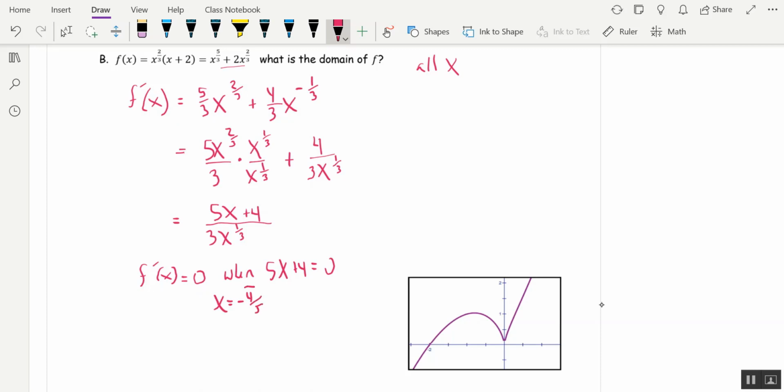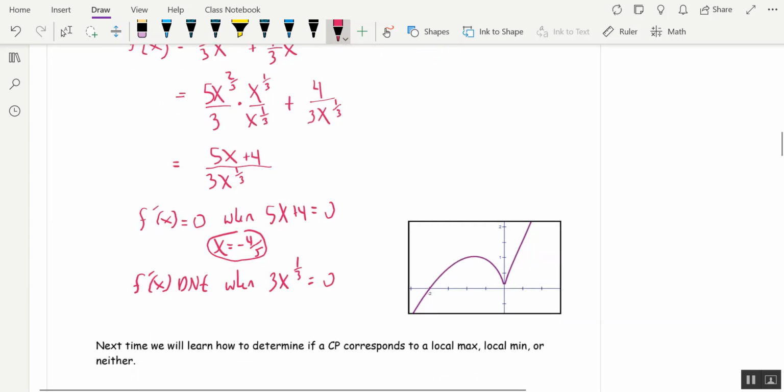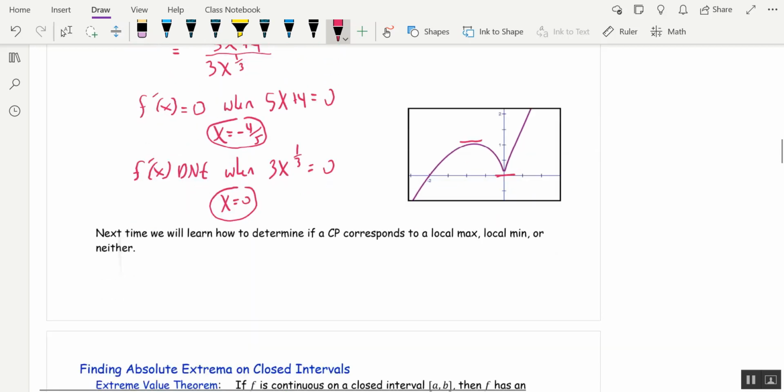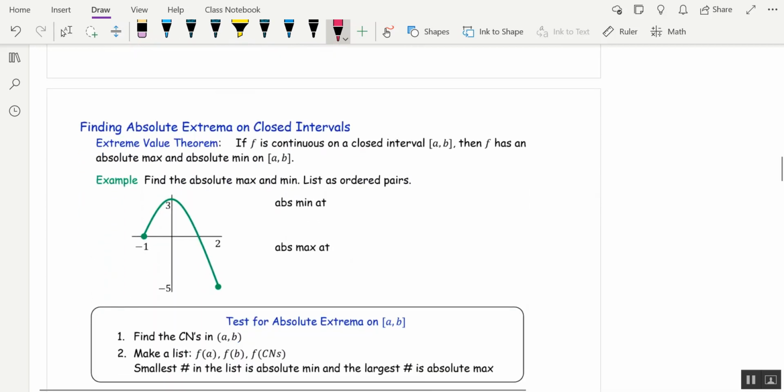And that's going to be one critical number because it's in the domain. And f prime of x does not exist when the denominator is 0, when 3x to the 1/3 equals 0, and that's at x equals 0. So we've got two critical numbers, and in this case, we do end up with interesting stuff happening at each of them. All right, so now we want to talk about absolute extrema.